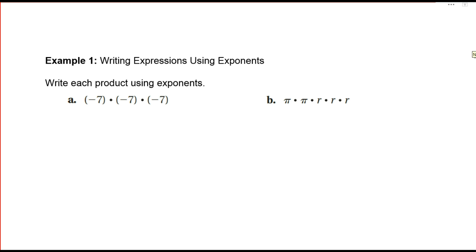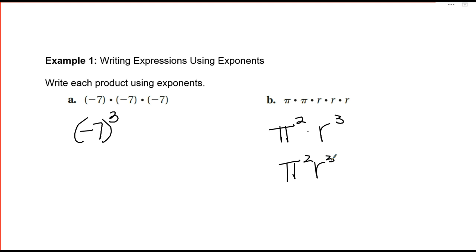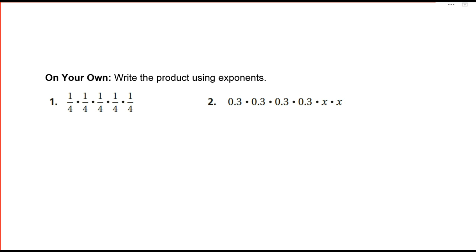So we need to write each product using exponents. So this one, these parentheses are important. So -7 is my base, and it's being repeated 1, 2, 3 times. So this is -7 to the third. And B, I have pi 1, 2 times r 3 times. That's pi squared times r cubed. You don't really need the multiplication symbol there, so you can just say pi squared r cubed. And that's A and B.